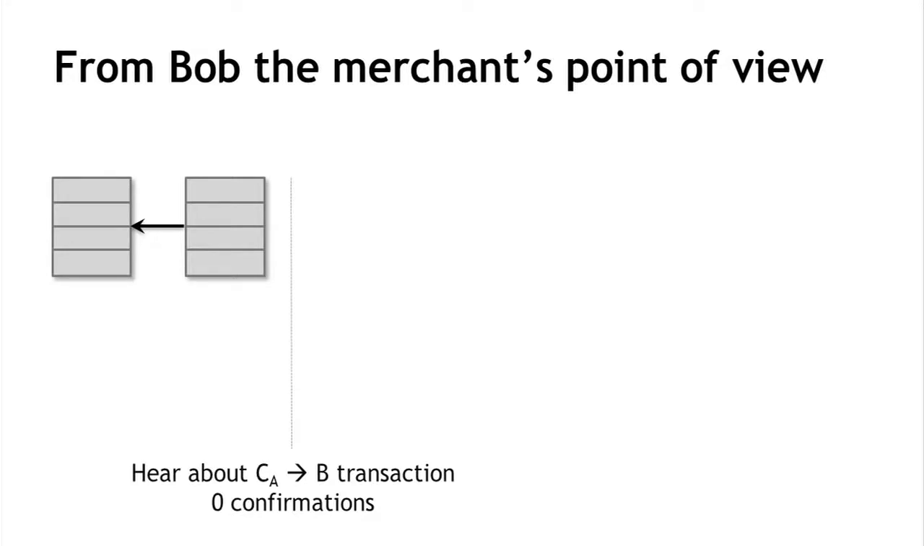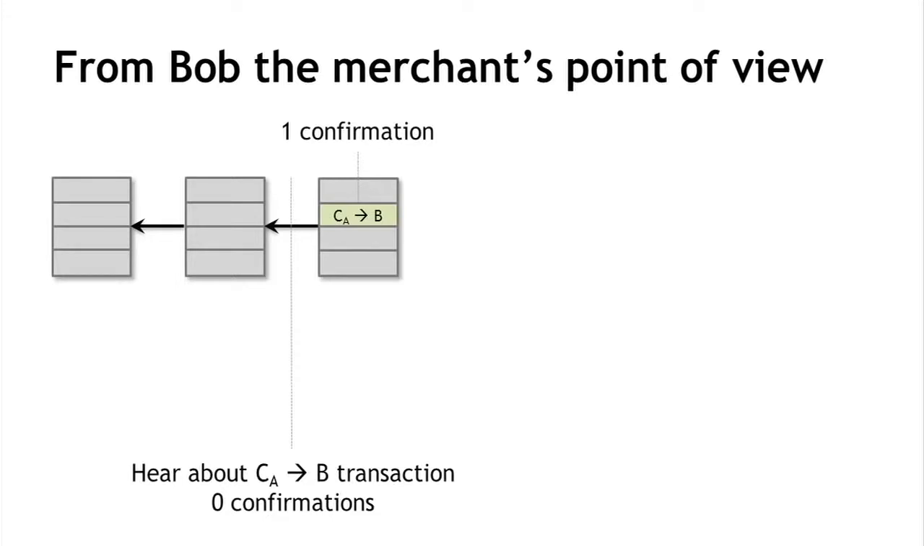And so Bob can do something even more foolhardy than what he did in the previous slide, which is that as soon as he hears about the transaction on the peer-to-peer network, he can complete the transaction on the website and allow Alice to download whatever she's downloading. That's called a zero confirmation transaction. Or he could wait until the transaction gets one confirmation in the blockchain, which means that at least some node has created a block and has proposed this transaction, and that has gone into the blockchain.